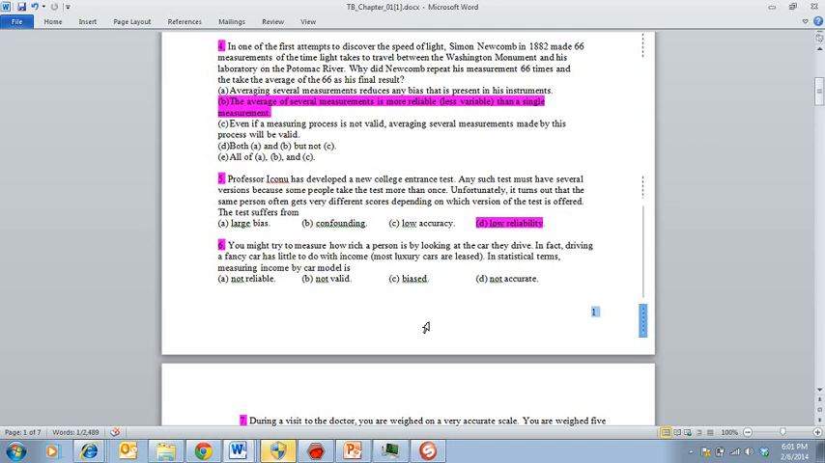Question 6. You might try to measure how rich a person is by looking at the car they drive. In fact, driving a fancy car has little to do with income. In statistical terms, measuring income by car model is not valid. It's not a valid way to measure it. Okay.